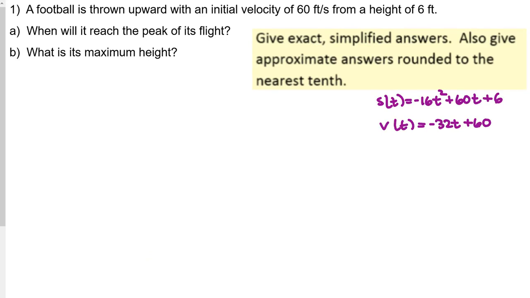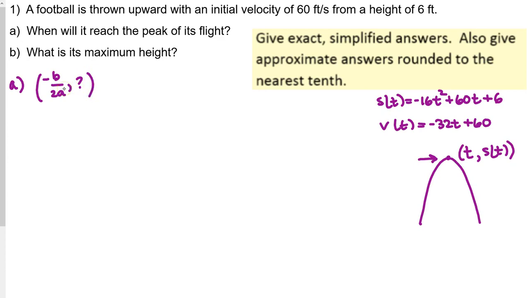So part A says, when will it reach the peak of its flight? So you have to remember that this ball is going up and down like a parabola, and the peak is going to be at the vertex. So the x-coordinate is going to be the time, and the y-coordinate is going to be the height. So we need to find the time, the x-coordinate of the vertex. And we know how to get the x-coordinate of the vertex. We use the opposite of b over 2a.